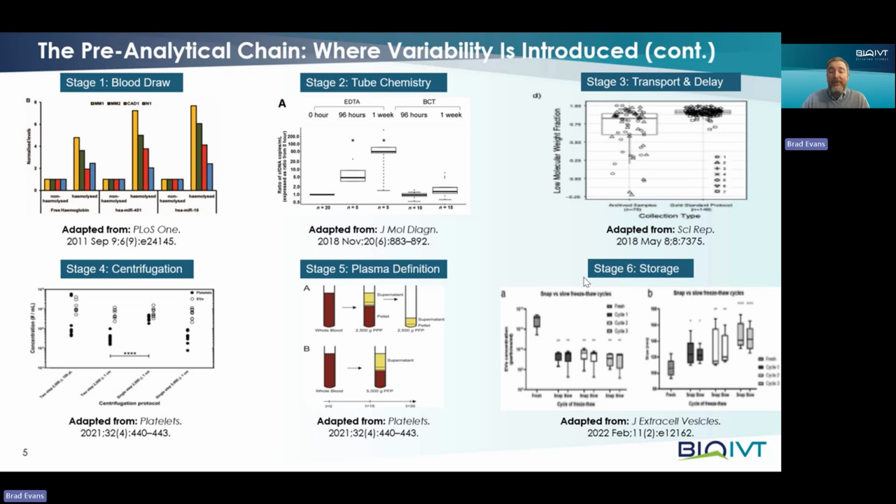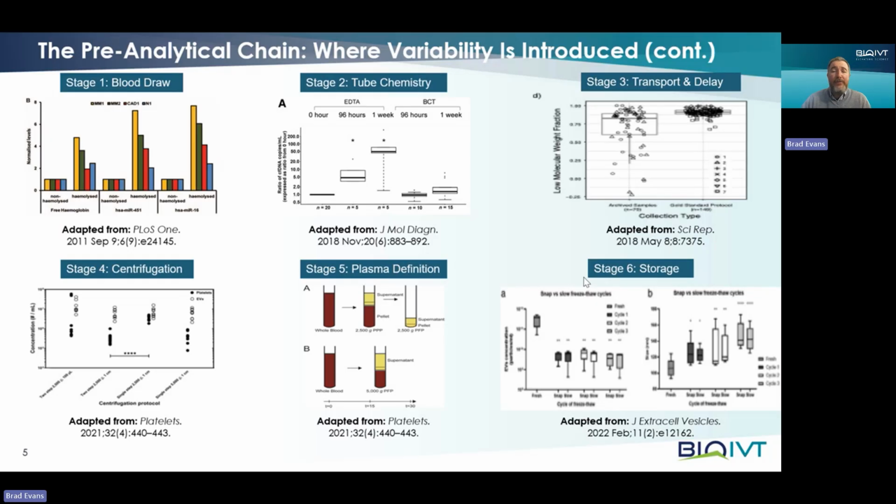In the top right, for stage 3, transport and delay, this panel compares archived samples with those collected under a tightly controlled protocol. The controlled protocol shows a tighter distribution, while the archived samples show more spread and outliers. Delay does not just shift averages, it increases variability. For low-signal applications like MRD, that added spread directly translates into reduced sensitivity and inconsistent longitudinal trends.